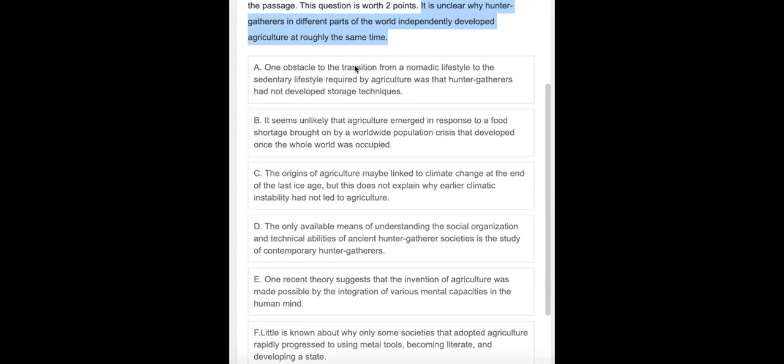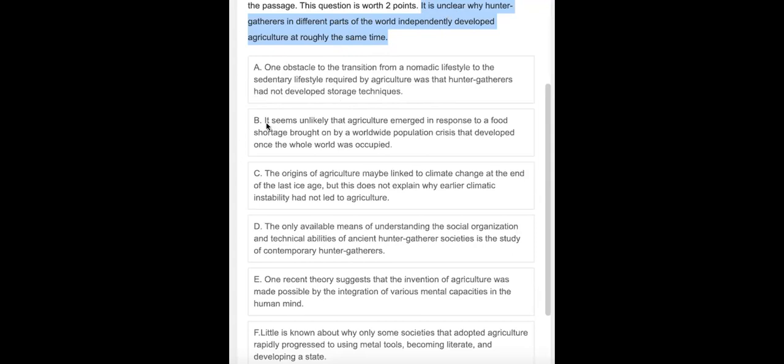We've got A: one obstacle to the transition from a nomadic lifestyle to the sedentary required by agriculture was that hunter-gatherers had not developed storage techniques. So this one may be a question mark for me, but again, I'm on this hunt for, wow, it's so unclear. It's not clear or it's questionable, we don't know. And this seems very certain, right? Like one obstacle, they had not developed storage techniques. But I'm looking for uncertainty. It's not clear, or there's a possibility of this or a possibility of that. So this one seems unlikely for me right now because it's not clear.